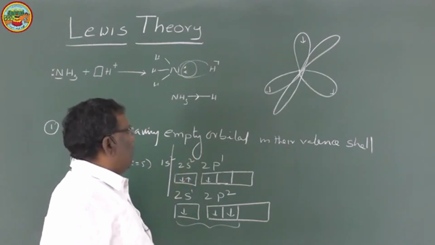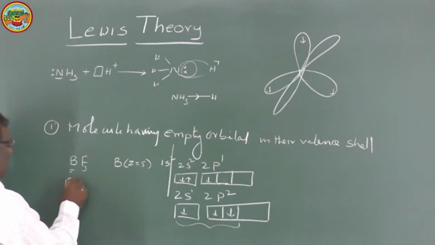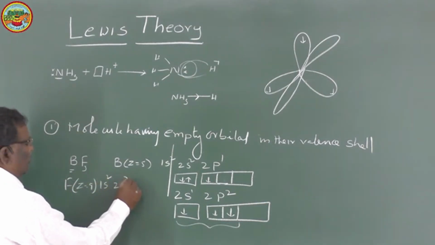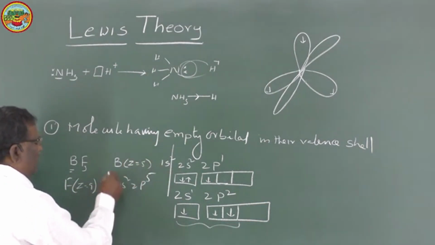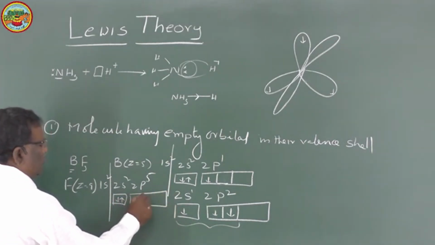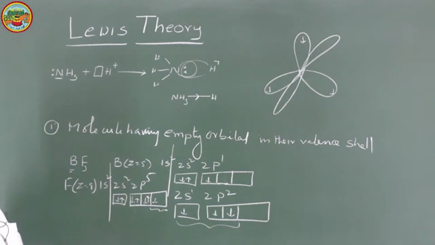Now, boron forms bonds with each fluorine atom. If you observe, the atomic number of fluorine is 9, so its electronic configuration is 1s2, 2s2, 2p5. So in the valency shell of fluorine, we have 2 electrons in the 2s orbital, and in the 2p orbital we have 1, 2, 3, 4, 5.